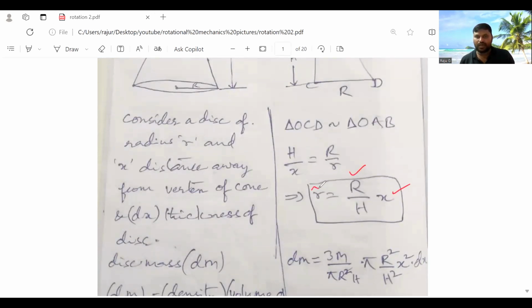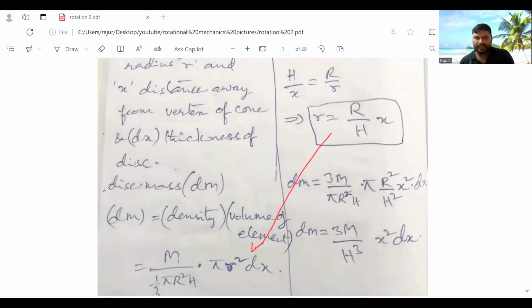So substitute this small r value in the dm equation. Then we will get dm is equal to 3m by pi r square h into pi into r square by h square x square dx. Then just do some simple algebra. R square will cancel, pi will get cancelled off. This h into h square will become h cube. 3m by h cube into x square dx is dm.